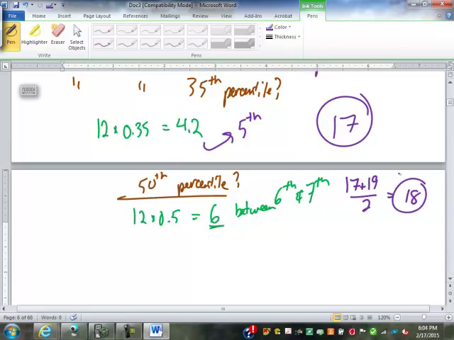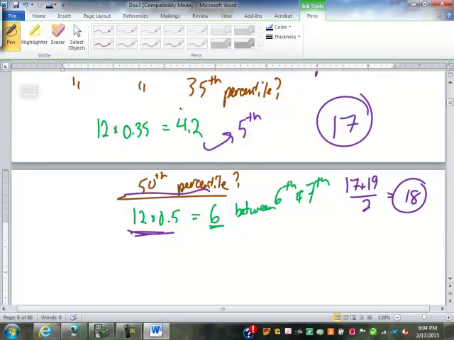Now, of course, you could probably figure out that 18 is between 17 and 19, right? If you're paying close attention, you might have noticed the 50th percentile is the median. It's n times 0.5. That's how we found the median as well. So it's the same thing.